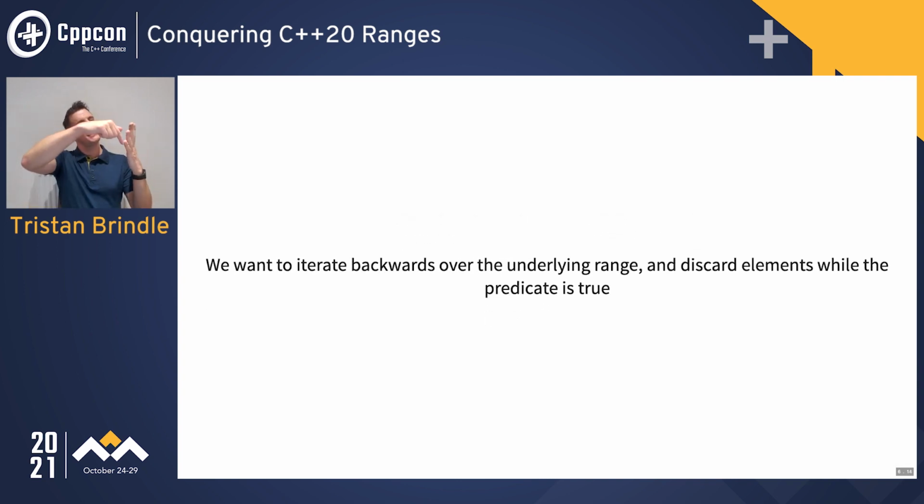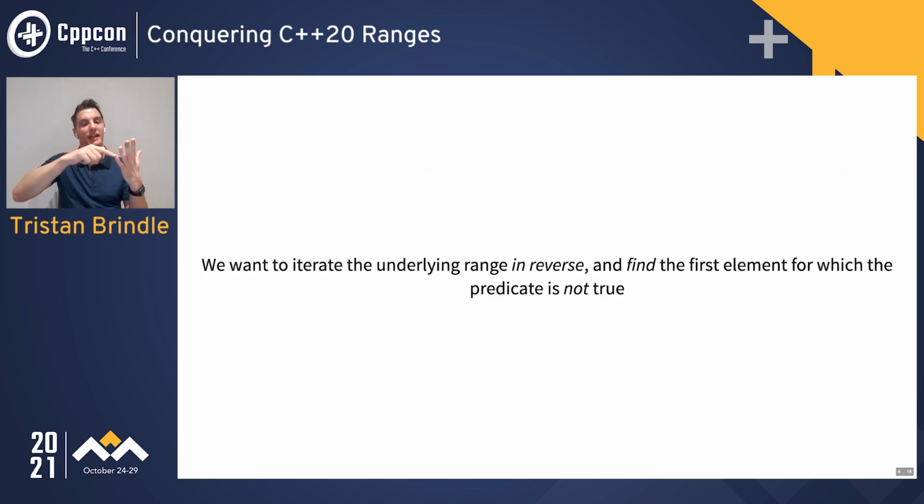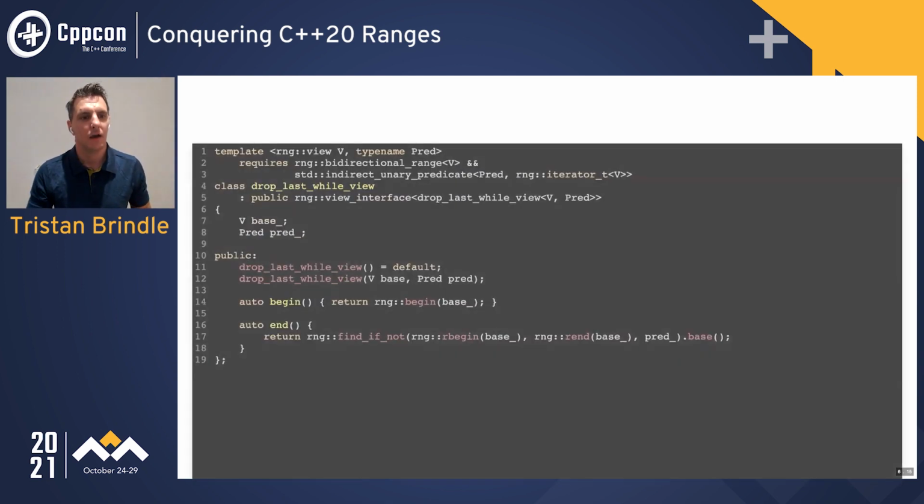So what we want to do is iterate backwards over our underlying range and discard elements whilst our predicate is true, right? Iterate from the back, discarding elements while the predicate is true. And we can twist this sentence around a bit to say the same thing in different words: we want to iterate the underlying range in reverse and find the first element for which the predicate is not true. Iterate in reverse and find_if_not. So this is how we're going to do it.